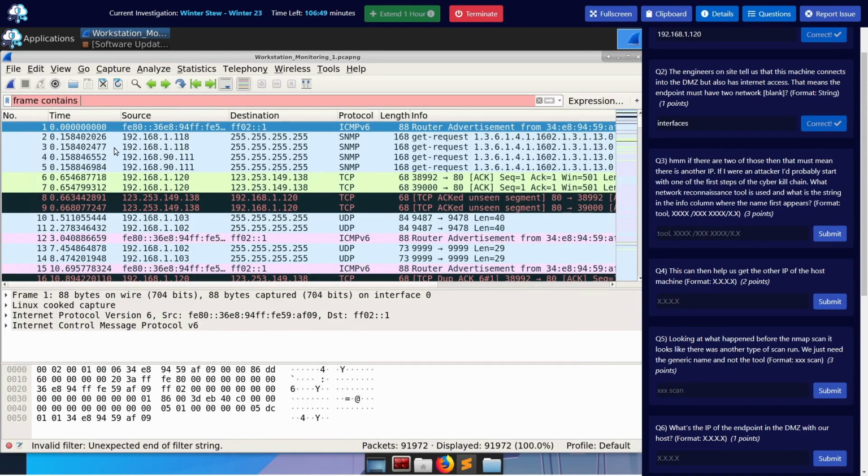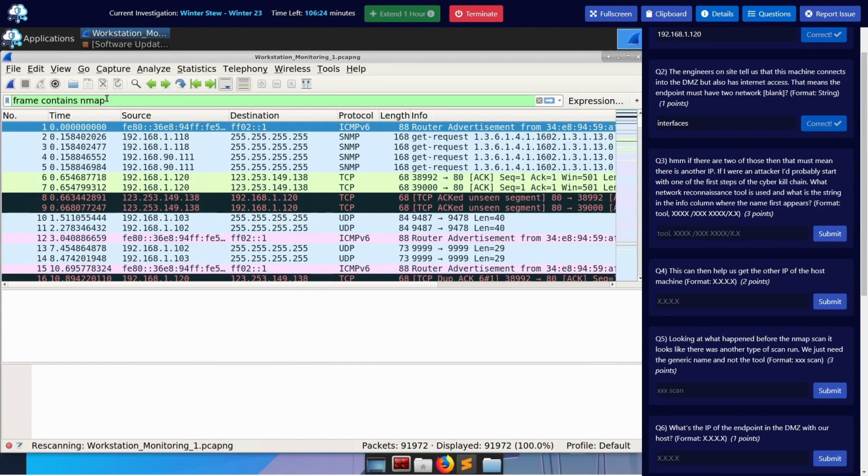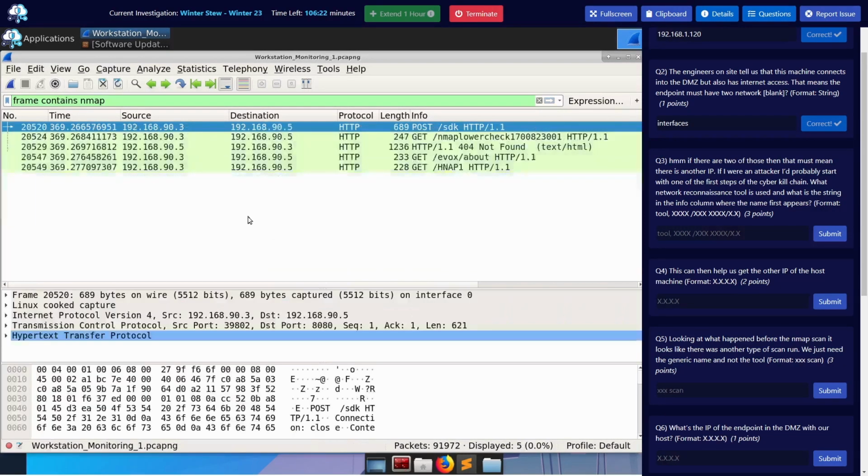So each one of these, all of this information here in frame 1, is a frame. There's a hierarchy of, I guess, circles within Wireshark that it captures information in, and a frame is the largest circle for a single packet. So we can go frame contains nmap and see if we get any hits. So we do get some hits.